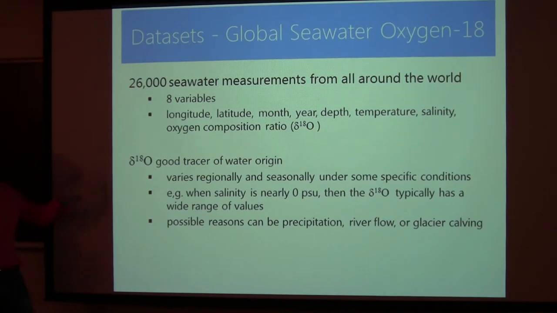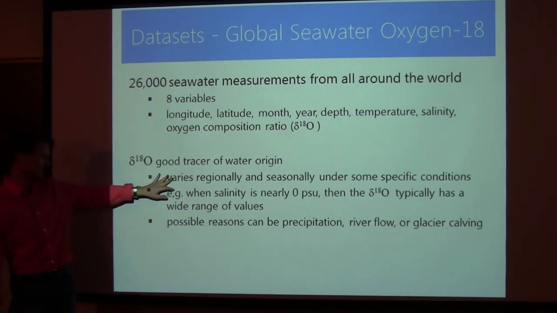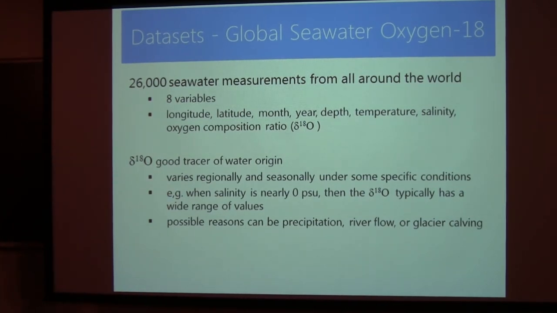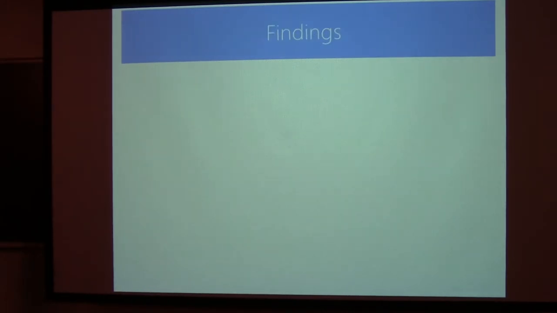And apparently, for reasons I'm not familiar with, this oxygen composition ratio is a good trace of a water origin. And it varies regionally and seasonally under some specific conditions. It turns out that when salinity is nearly zero PSU, this oxygen composition ratio usually varies very widely. That's what people found out. There could be different reasons for this.